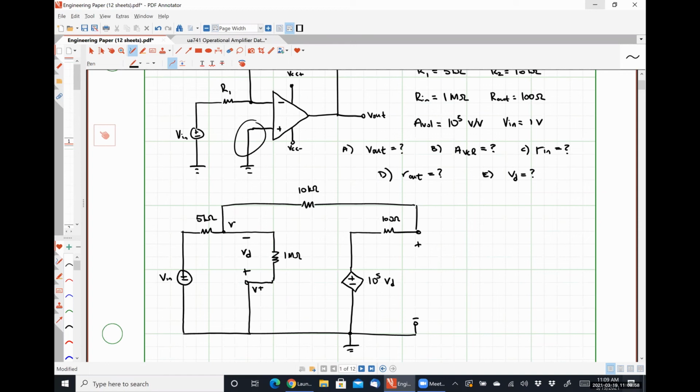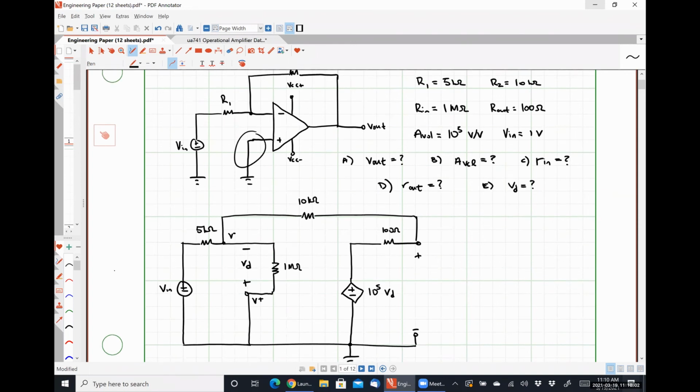So before we move along here and start worrying about our circuit analysis and stuff like that, does everybody understand why what I've drawn on the bottom is a correct representation of the op-amp circuit up top? Everybody's on board with this. All right.